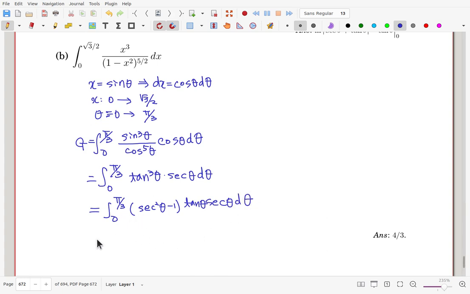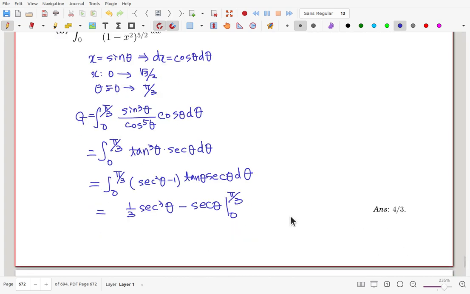For the first portion, sec squared times sec tangent, that is the derivative of sec. The derivative of sec is sec and tangent, so from this first portion, we'll have 1/3 of sec cubed theta. For the second part, that is the derivative of sec theta, so we have sec theta, from 0 to pi over 3. Okay, so you can evaluate to get the value here.